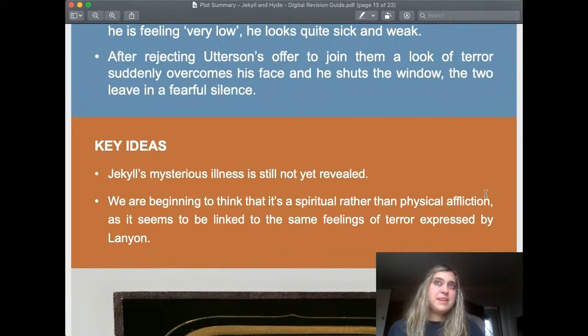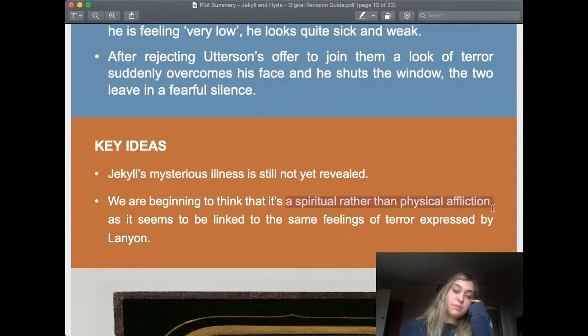So it's chapter 7 of 10. The mystery is still not revealed at this point. There's so much tension, so much suspense built up over these short chapters. But we start to think it's actually spiritual rather than physical at this point. We don't think he's physically ill. We think there's something wrong with his soul, something wrong with his mind. Spiritual and mental in the Victorian times is the same sort of thing. Nowadays we wouldn't necessarily say something spiritual is also mental, but the Victorians would say that.